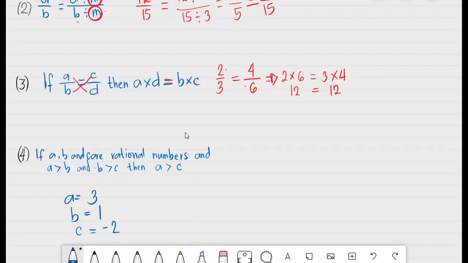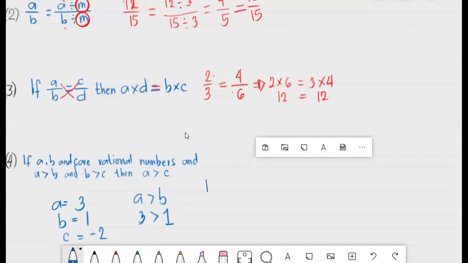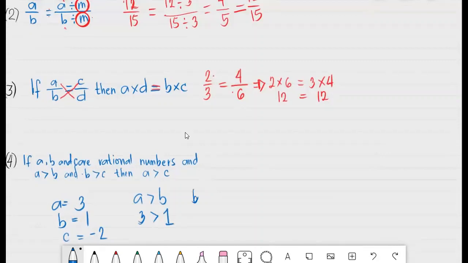So if a is more than b, that's going to be 3 is more than 1, then b is more than c, so that says 1 is more than -2, which is correct. Then a should be more than c, which is 3 is more than -2, okay, which is correct.